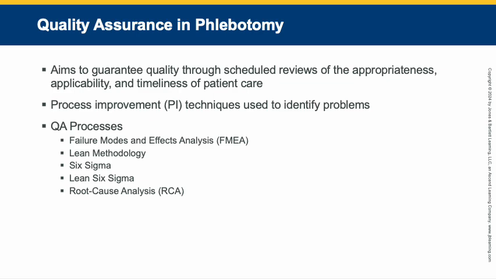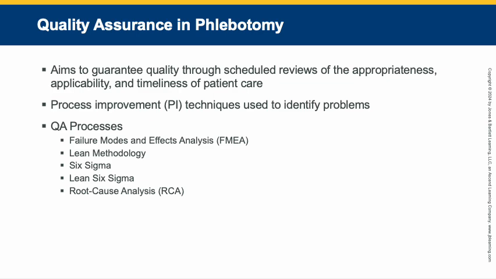Some strategies and tools for improving this quality include failure modes and effects analysis. That's what FMEA stands for. Six Sigma, Lean, and root cause analysis are also explained in the box on page 51, Box 22.